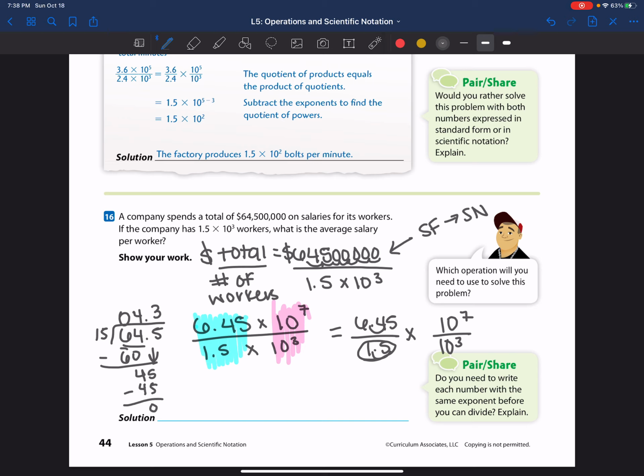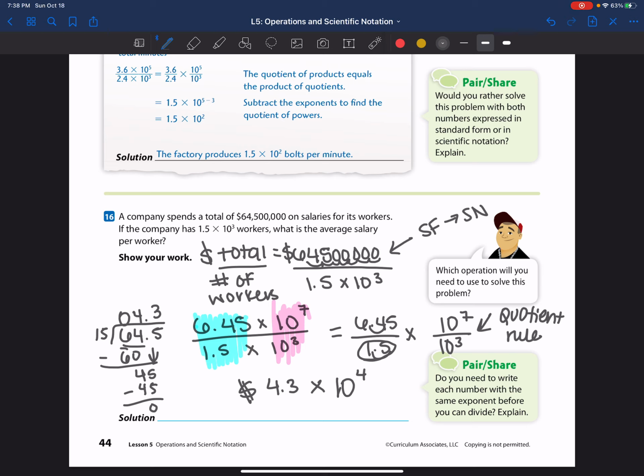So I have 4.3 times, and then 10 to the 7 divided by 10 to the third. That is my quotient rule for exponents. And all I need to do is keep my base the same and subtract my exponents. 7 minus 3 is 4. And this is written in scientific notation, so it's perfectly fine. We can definitely leave it like that. So it's this much money per worker on average.